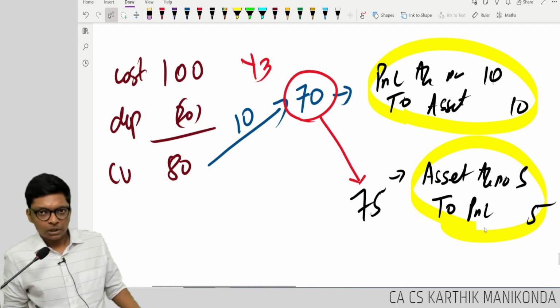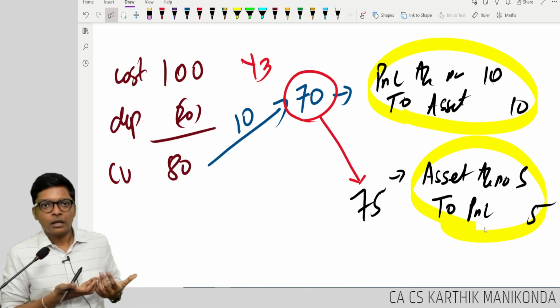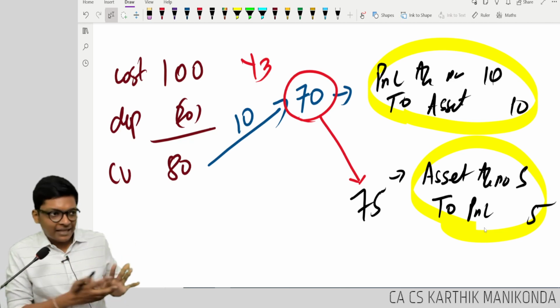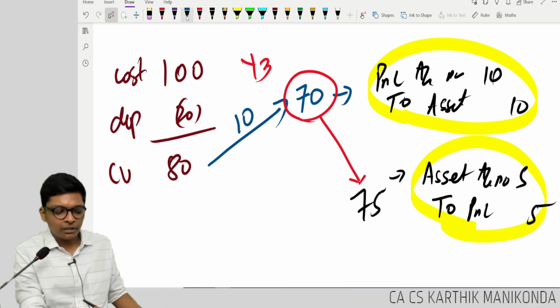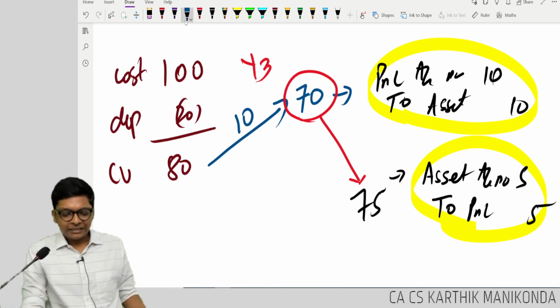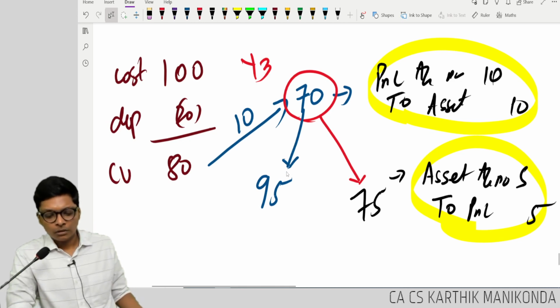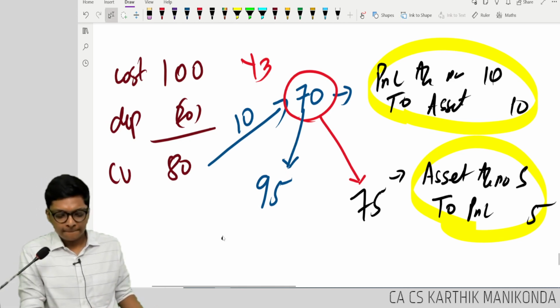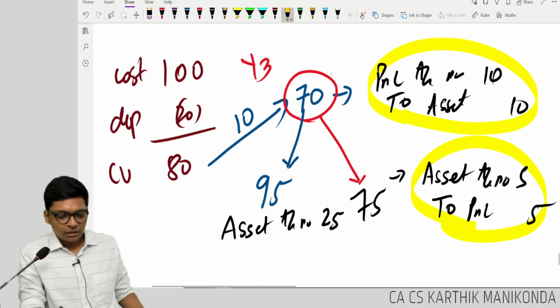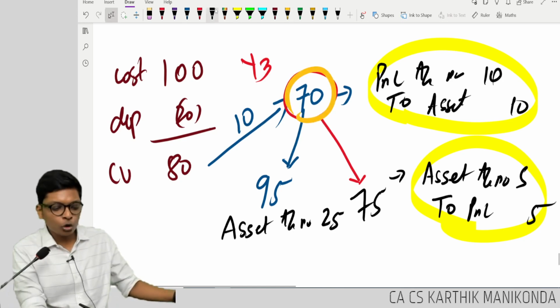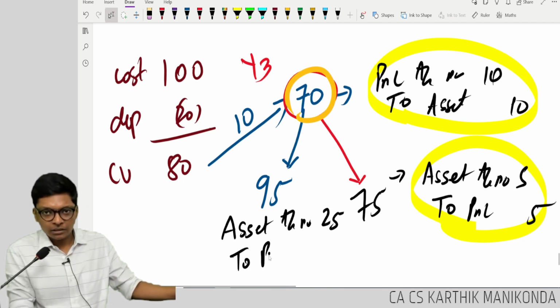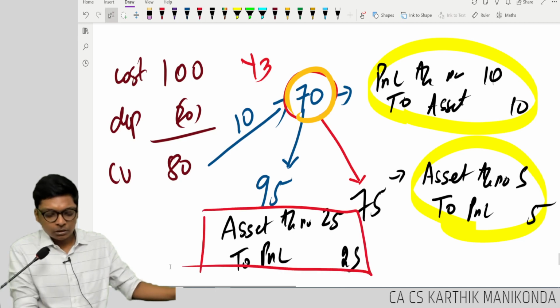No? Keep taking running notes, guys. These numbers and all, I don't know where you will find them later, but the theory is there, so keep taking running notes. Are you following? Next, 70 now became 95. Again an increase. What's the entry? Asset account debit. How much? 25. See, 70 became 95, 25 to what, guys? P&L, how much? 25. Are you following, guys?